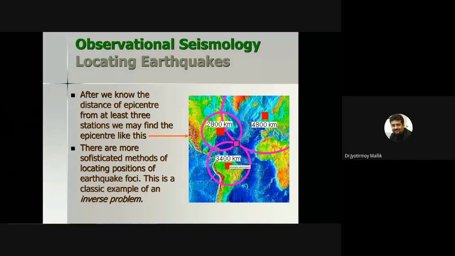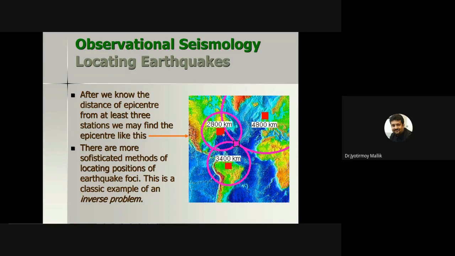So if I want to exactly pinpoint the location of a particular earthquake's epicenter, I will need at least three seismometers. Okay, so after we know the distance of the epicenter from at least three stations, we may find the epicenter like this.